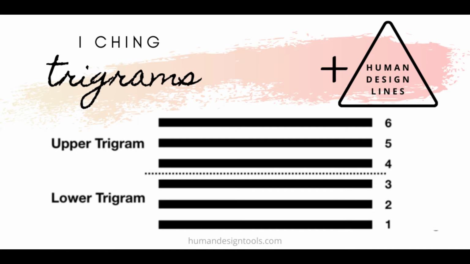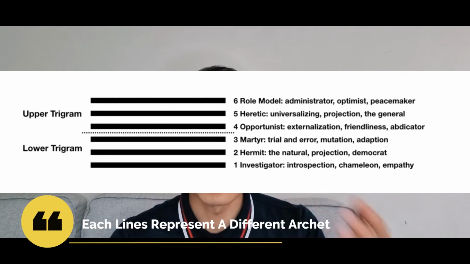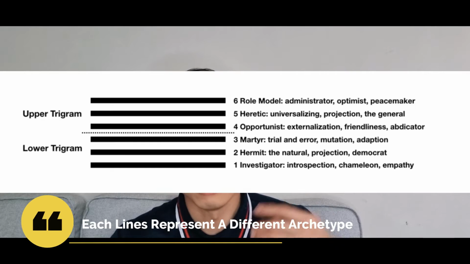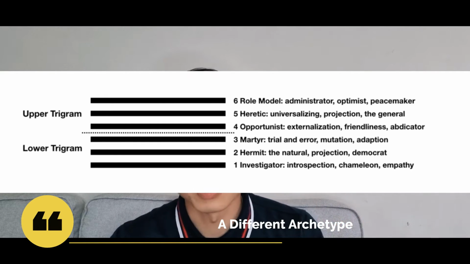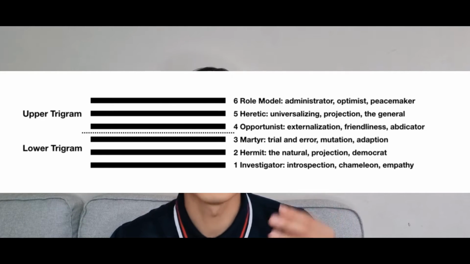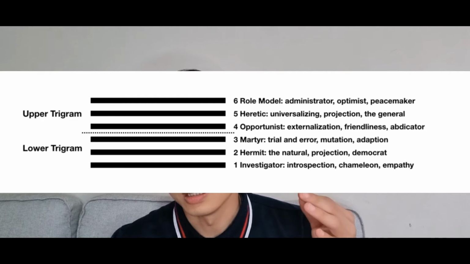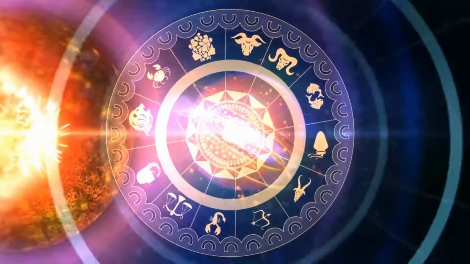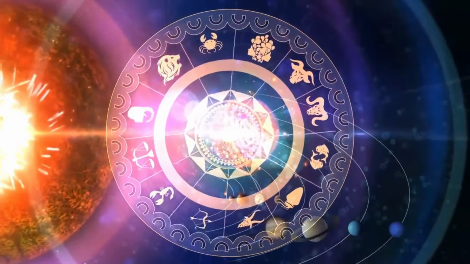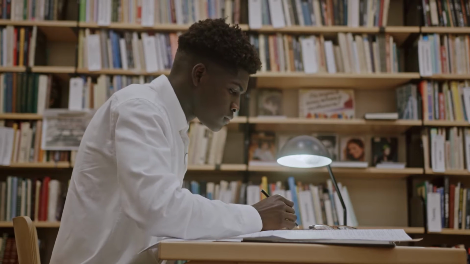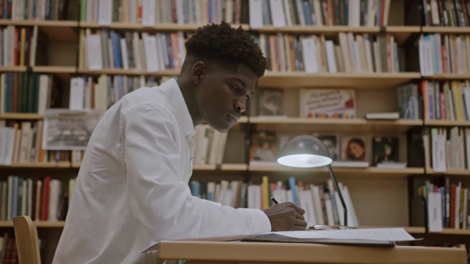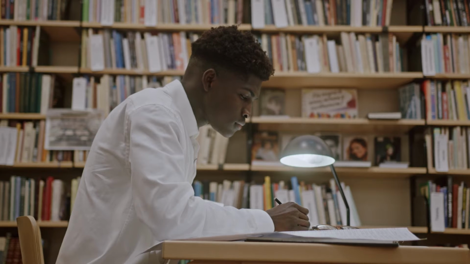Each of these lines represents a different archetype in human design. An archetype basically describes certain patterns or behaviors, in other words, a very typical example of a certain thing or person, very similar to what you would find with astrological signs and personality, and just like the MBTI and also the Enneagram. So these are just archetypes.